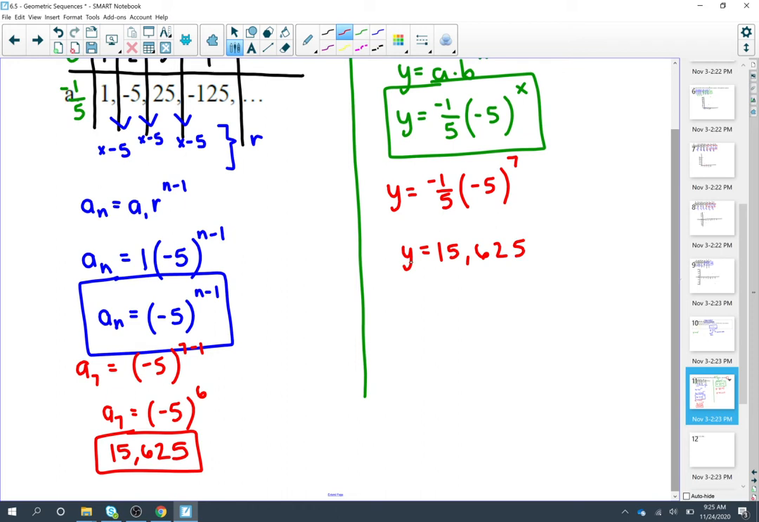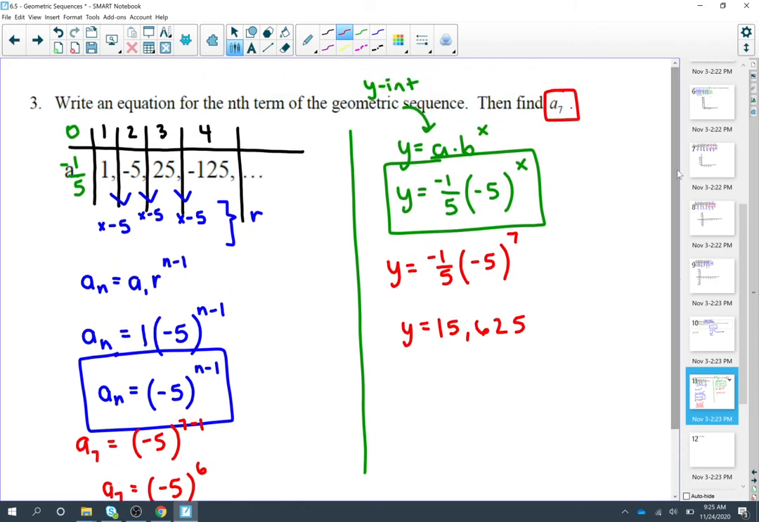So either method will work here, whether we use our new geometric sequence formula on the left, this a sub n, or if we use our y equals a times b to the x. Just make sure you know what you're finding for each one. But from here on out, I'm just going to stick with the one on the left.